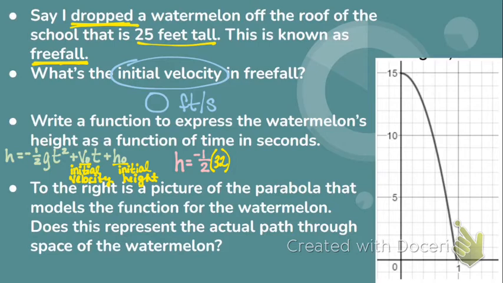So I have half of 32, which is going to simplify to 16, t squared, plus, what are we going to put in for our initial velocity? 0 for my initial velocity. And then I want my initial height after that. 25. I don't know why they have a 15 on the graph. Oh, wait, 25 came from up here. I do not know why it's a 15 on the graph.